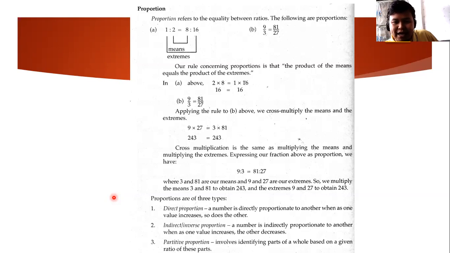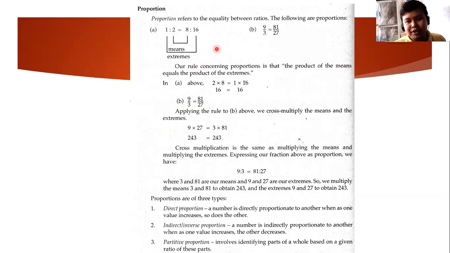How about 9 over 3 equals 81 over 27? This is a fraction, not a ratio. How can it be a proportion? Our rule is that the product of the means equals the product of the extremes. Applying the rule, we cross multiply: 9 times 27 and 3 times 81. 9 times 27 is 243, and 3 times 81 is 243. So they are equally proportional.